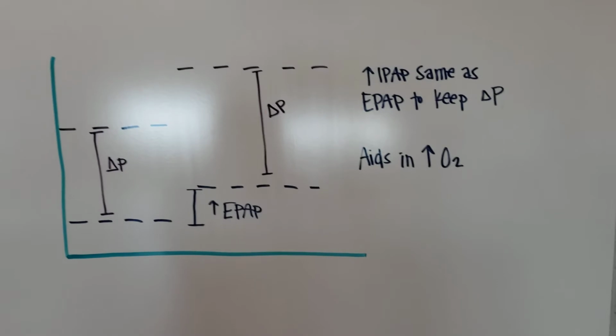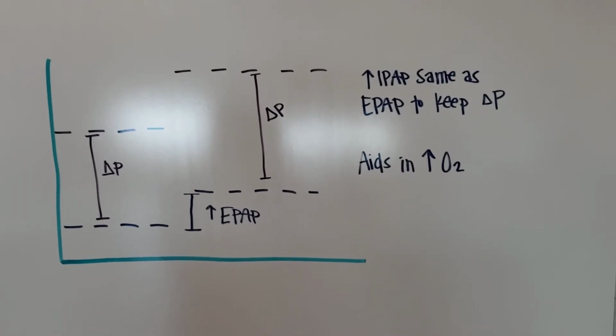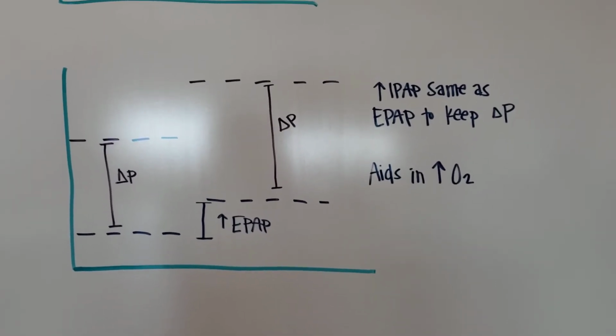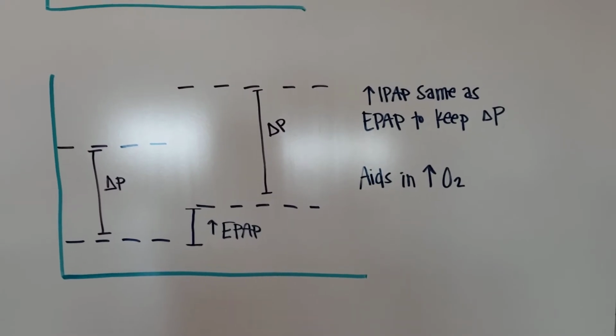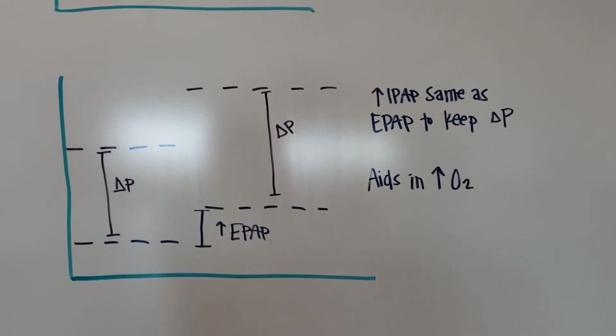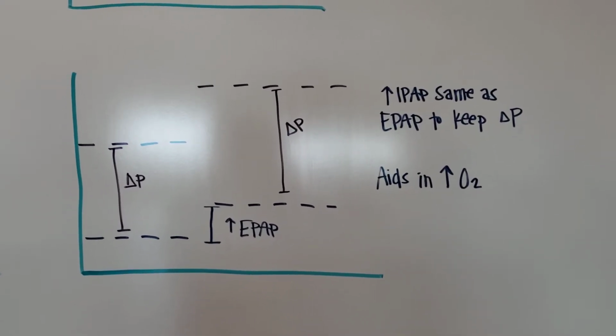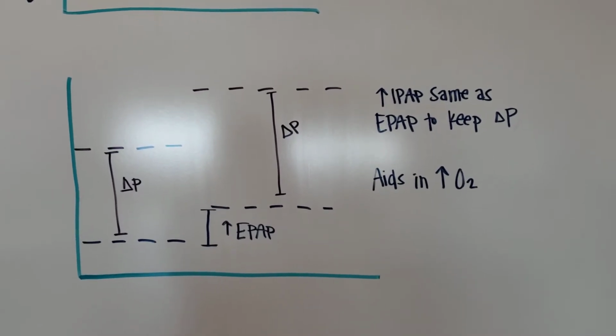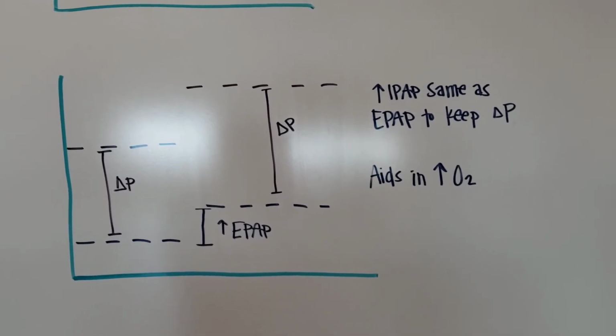You can use this also if you need to change both. Say we need to increase our oxygenation. We could increase, say, our EPAP by 2. We're increasing from 8 to 10. So we go from an EPAP of 8 to an EPAP of 10.